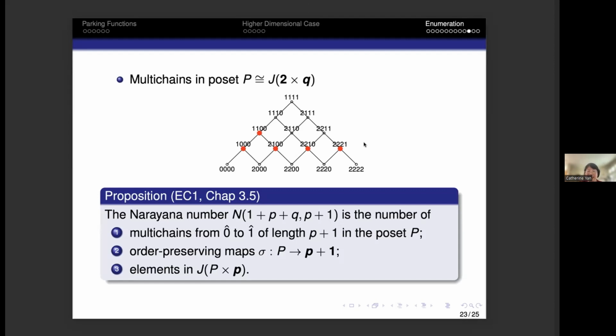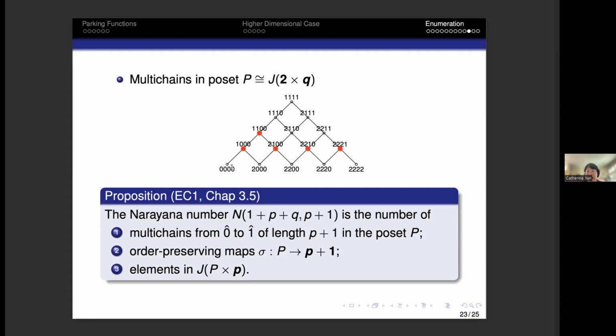Interestingly, this poset actually shows up exactly in Stanley's EC1. If you go into chapter 3.5, which discusses multi-chains in distributive lattices, you see this example, and there are several interesting results. So I just listed them here. The Narayana number tells me how many such things there are, also counting different things in the poset. But that's not what is important for me.